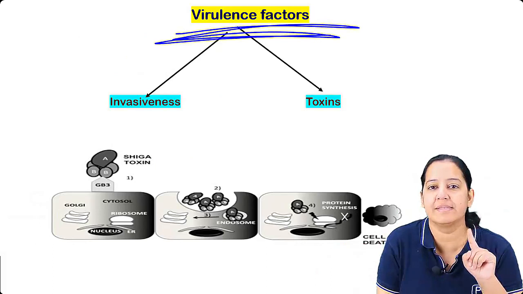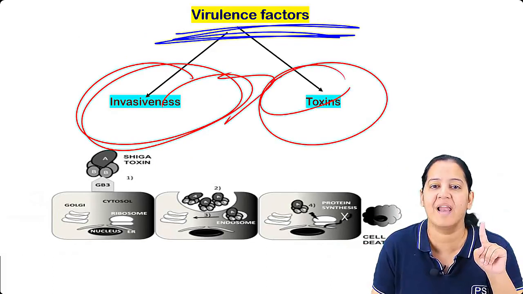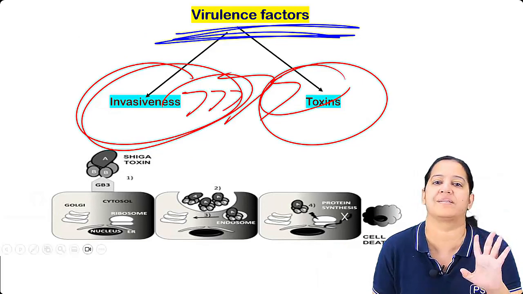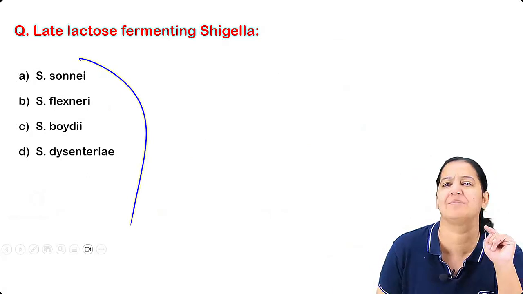You are getting the concept, है ना? So the virulence factors are two. Please learn invasiveness and toxin. And please highlight that invasiveness is more important than toxin. So we are done with Shigella. Read the question. एक ही question आता है इस Shigella पे भर के.